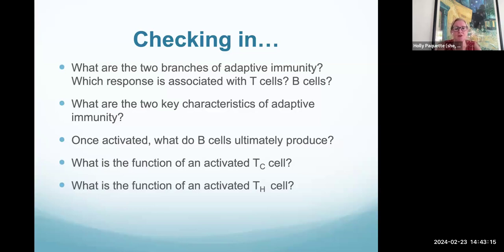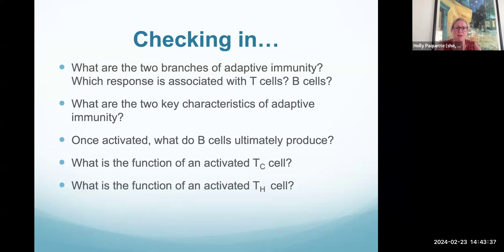So for the first question, what are the two branches of the adaptive immunity? The two branches are the humoral and the cellular or cell-mediated branches. Which response is associated with T cells? That is the cellular branch. And the one that is associated with B cells is the humoral.